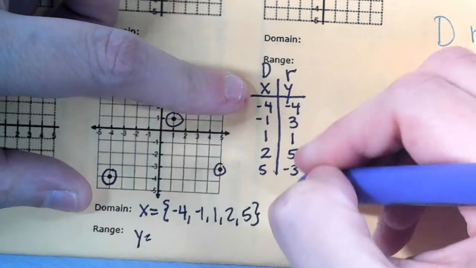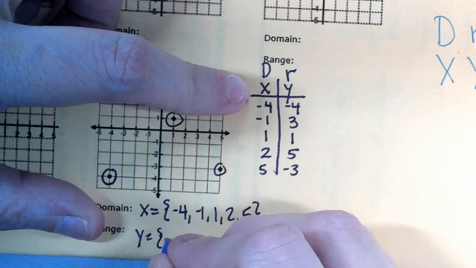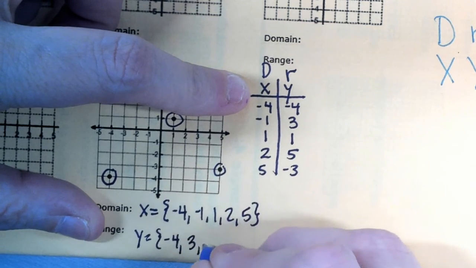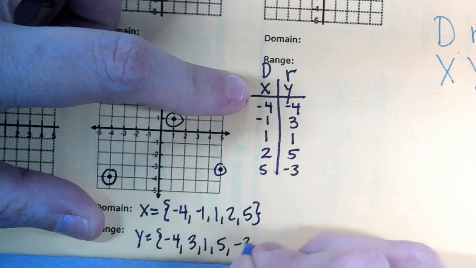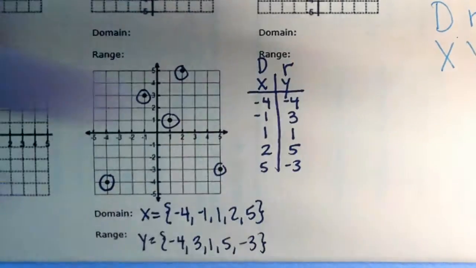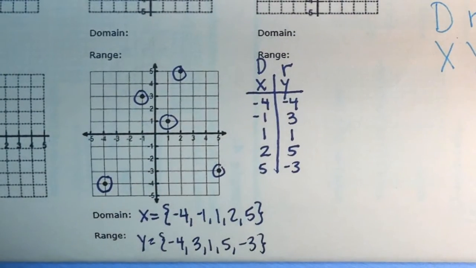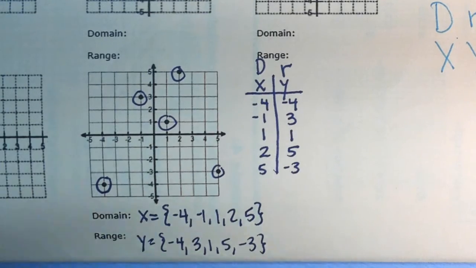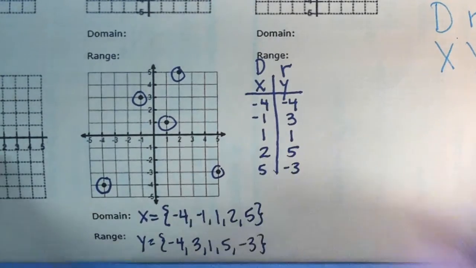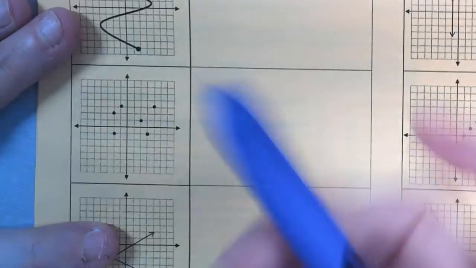Same thing for my Y values. I'm going to list those: -4, 3, 1, 5, -3. That's it. That's all it is. Now I'm going to do one more for you because I want to show you one other thing, but this is literally it. Let me show you this one right here.